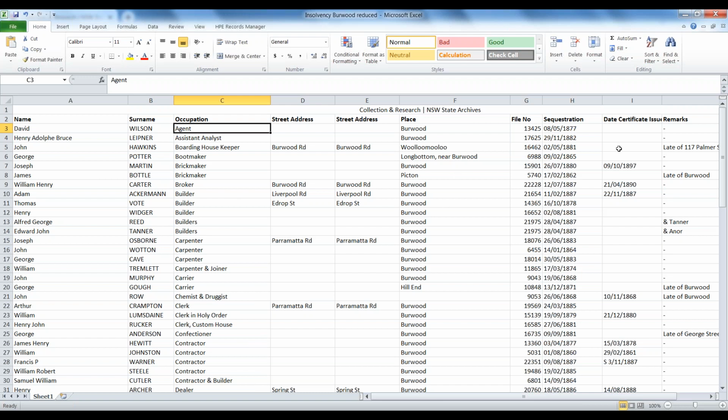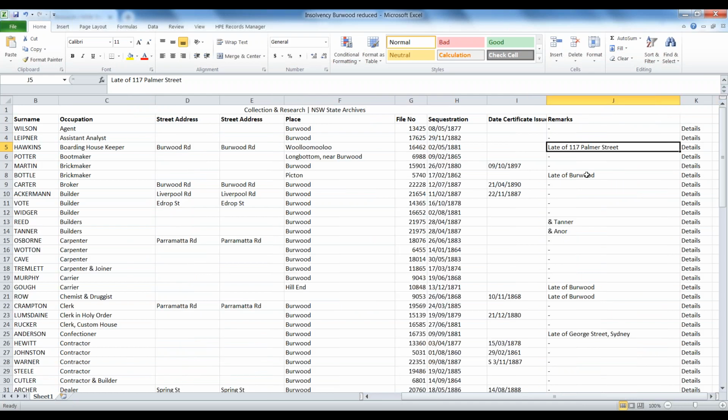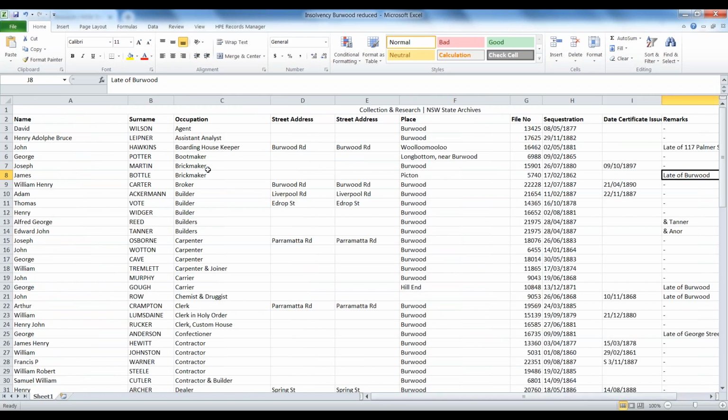You'll see some results here. You think, well, what's Mullumbimby doing there? And that's because the person was formerly of Burwood. And it's almost as you'd expect. If you've undergone an insolvency or bankruptcy process, you may not be able to continue living where you were living.